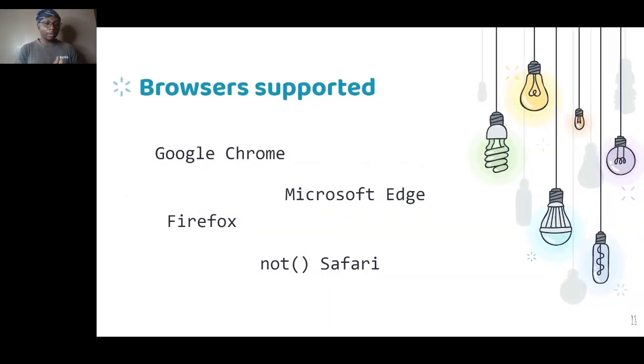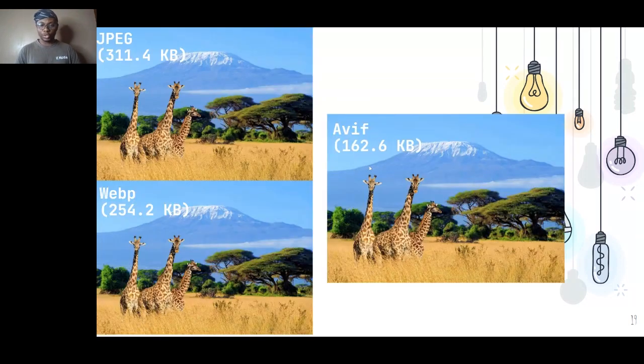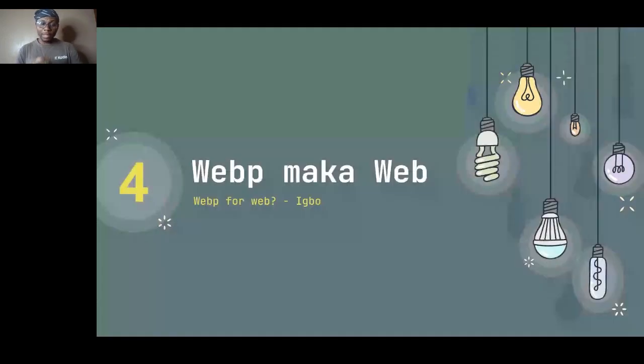Then I did the comparison using a tool online called Squoosh. We have JPEG, this image is around 311.4 kilobytes. Then the WebP is around 254.2 kilobytes. After converting it, the AVIF gave us this size, 162.6 kilobytes, which is really awesome. Then WebP for web, in Igbo language, which is a popular language to hear in Nigeria.